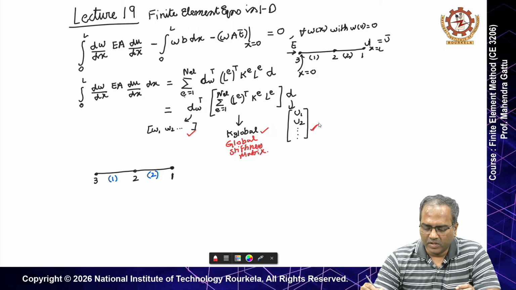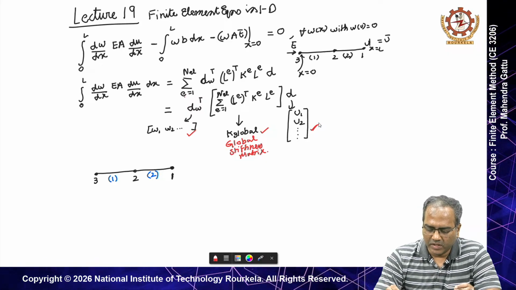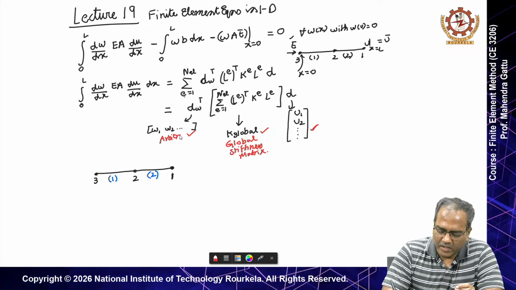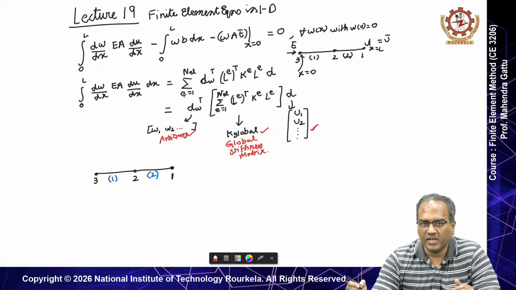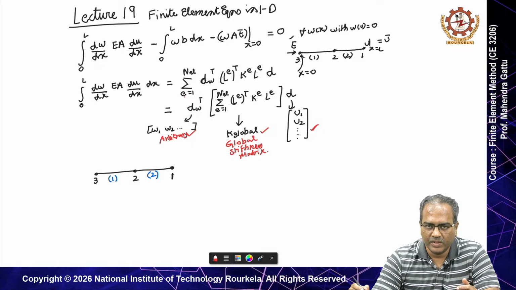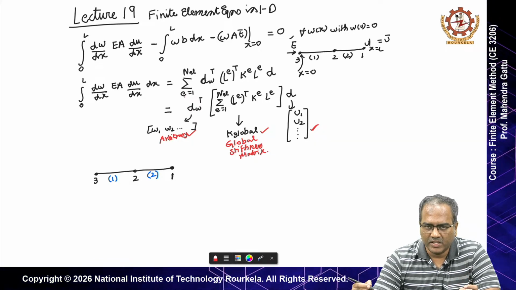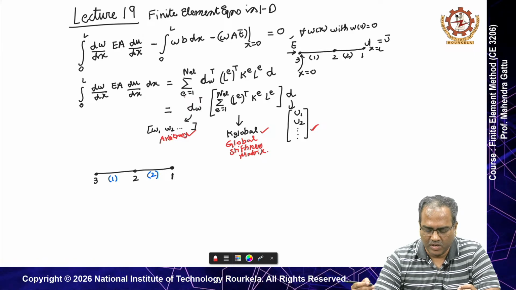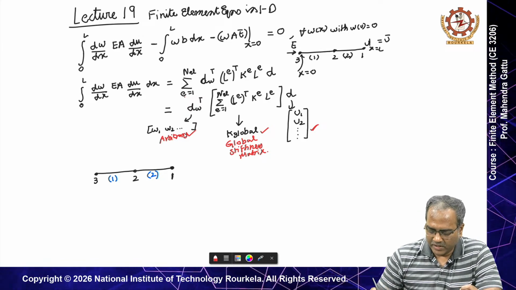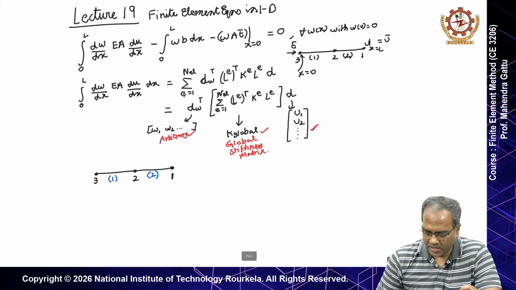So, in this equation W1, W2 are arbitrary. This arbitrariness will help us to get the linear algebraic equations in stress analysis. Those are the stiffness equations. So, let us calculate K global for this specific problem and see what value we get.